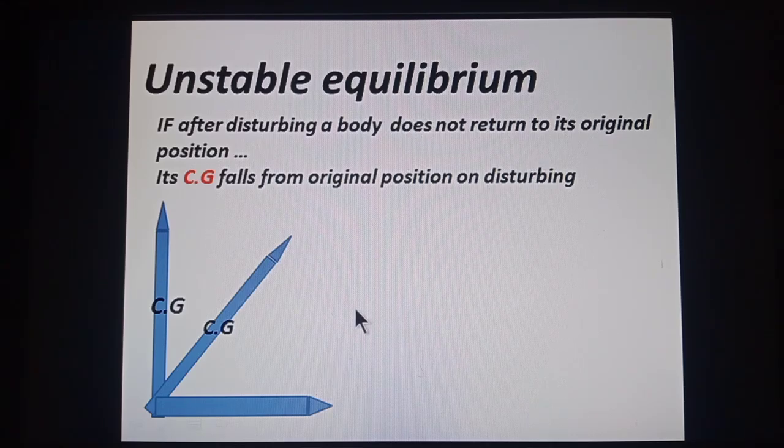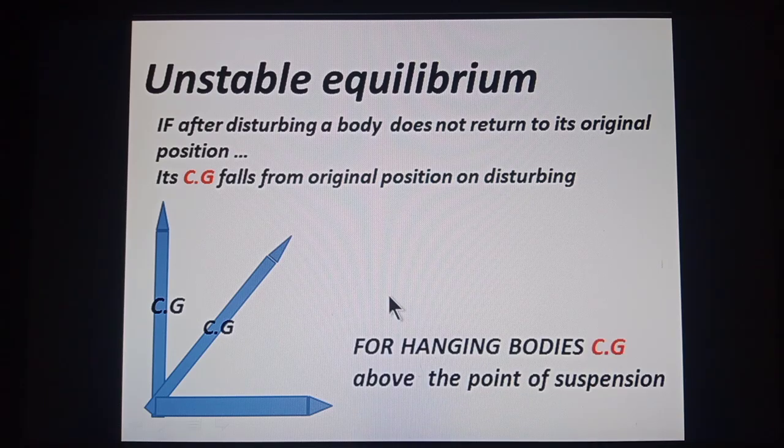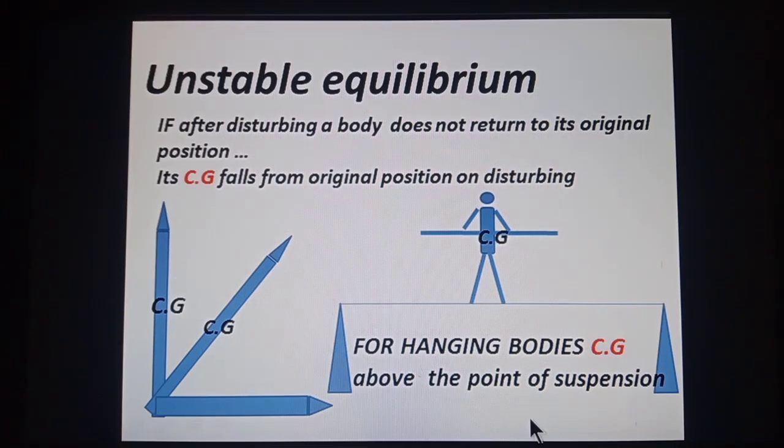And in case of hanging bodies, if the center of gravity is above the point of suspension, then the body will be in unstable equilibrium. Look at this diagram in which an acrobat is walking over a tight rope. Its center of gravity is above the point of suspension. Point of suspension is where its feet touch the wire. So its center of gravity is above, and when it is disturbed, it will fall down. It is an example of unstable equilibrium in case of hanging bodies.